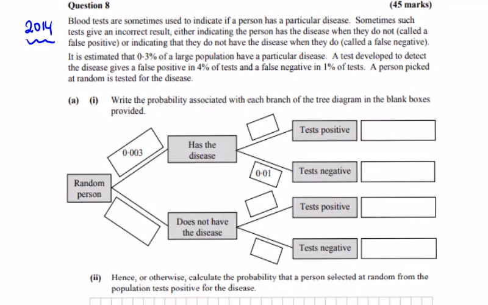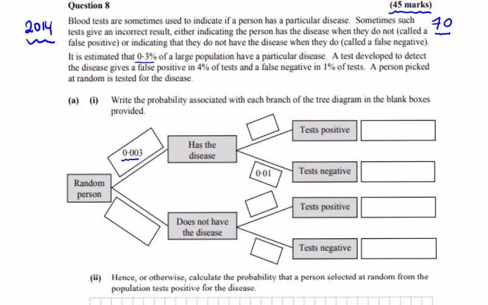This is the 2014 question 8, worth 45 marks. Going back to the 25 marks earlier in the paper, 70 out of 300, which is 23% of this paper, was just probability. So, a blood test. In 0.3% of the population, these people have a disease, and that's that there.